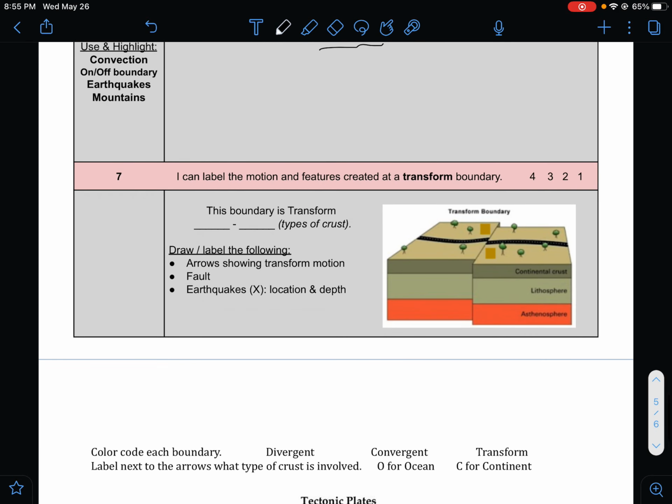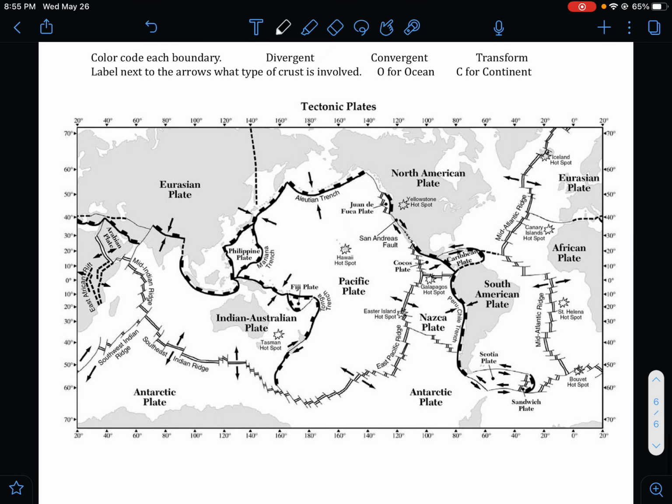Okay, and then finally, number 7, you'll be able to do that one pretty easily. That's a transform boundary. We talked about that on Tuesday. That one's going to take you probably less than a minute, okay? Don't forget to label those. Once you are done with all of your learning targets, congratulations, you're done with learning targets for the year if you've made it all the way through those.